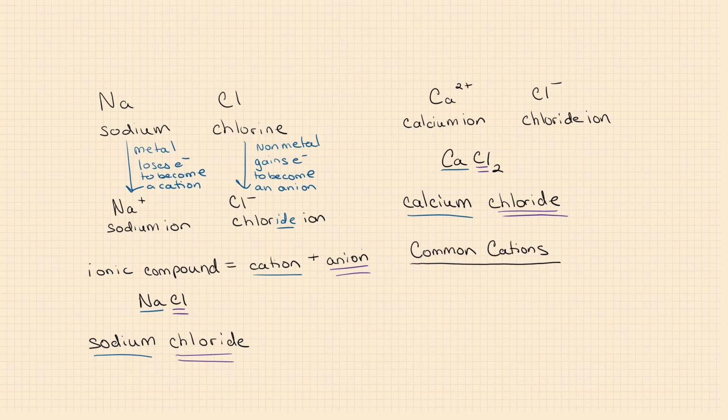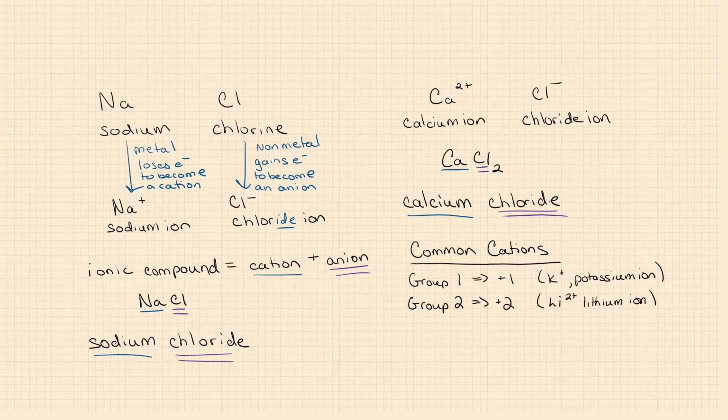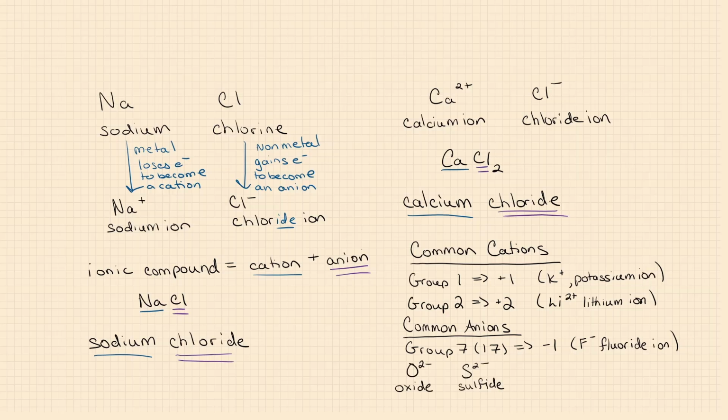Common ions with one charge that we should be aware of include the group 1 metals, which all form +1 charges like sodium and potassium, the group 2 metals, which all form +2 charges like calcium and magnesium, and group 7 or group 17 elements, the halogens, which will form -1 charges like our chloride or fluoride ion. And some other common nonmetal anions we should know are the oxide ion, O2-, the sulfide ion, S2-, and the nitride ion, N3-. But what about the rest of the elements?